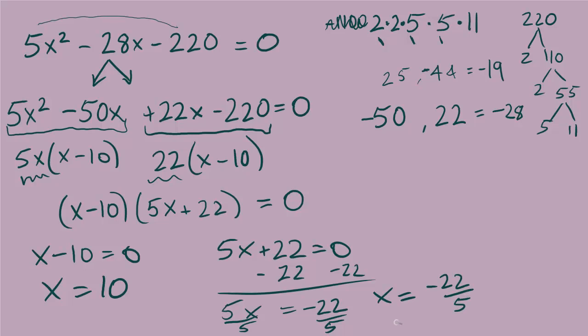Remember, this problem is about positive integers. This answer, x equals negative 22 fifths, we're going to ignore for this problem. It did work out mathematically, however, the problem is asking for positive integers. We will use, for the rest of this problem, x equals 10. Now, just because we have x equals 10, we're not finished with this problem. Remember, what did x stand for? And what are we trying to find to answer this question?